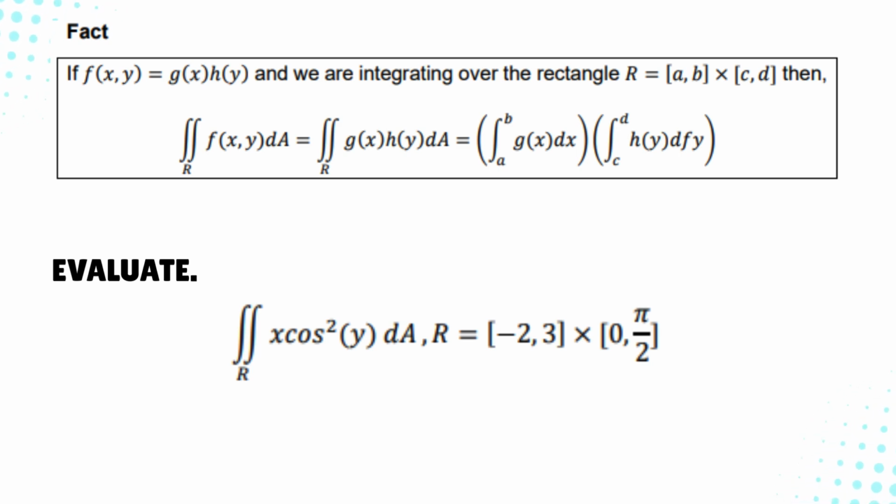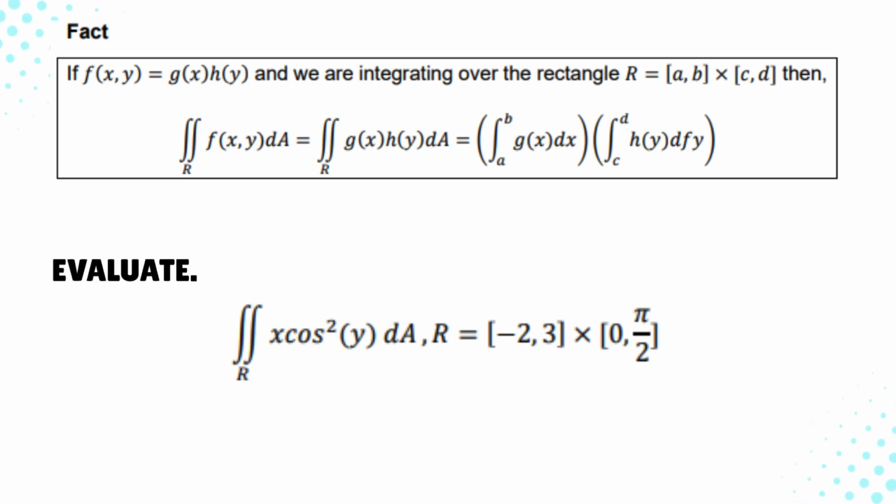The double integral over R of f of x and y dA equals the double integral over R of g of x times h of y dA, which equals the integral from a to b of g of x dx times the integral from c to d of h of y dy.